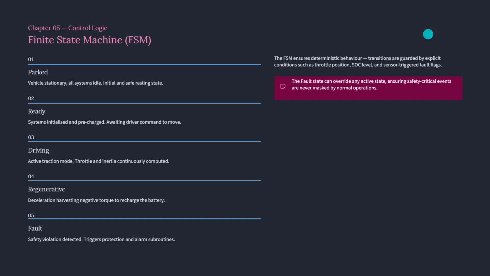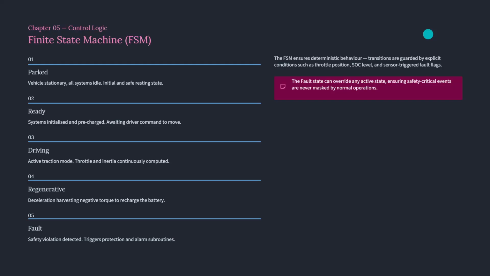Up next, we have the FSM. The FSM changes behavior. Low throttle along with brake causes the parked or idle state. High throttle causes transition to the driving state. Sudden high brake or fault condition triggers the faulty state.